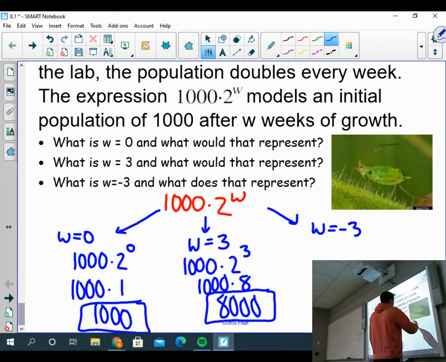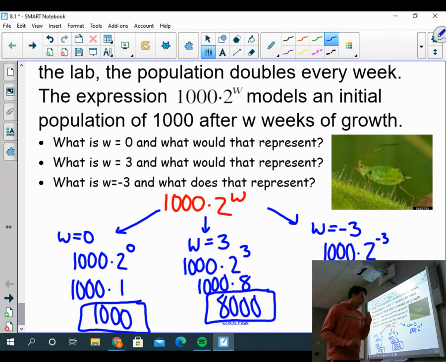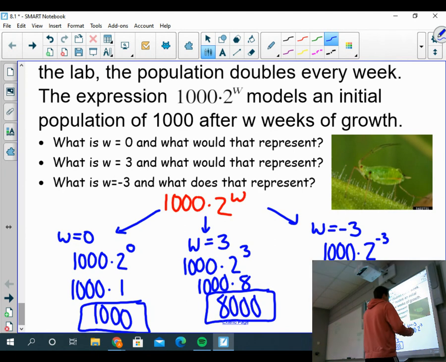The last one we'll look at is w equals -3. When we go ahead and plug that in, in this case, we have a little bit more simplification we need to do. To get rid of the negative exponent, we move it to the denominator. The 2 to the -3rd will be moved to the denominator and become 2 to the +3rd. Okay? And that leaves us with 1,000 over 8. And that, 1,000 divided by 8, equals 125. And now let's think about what this interpretation would mean.